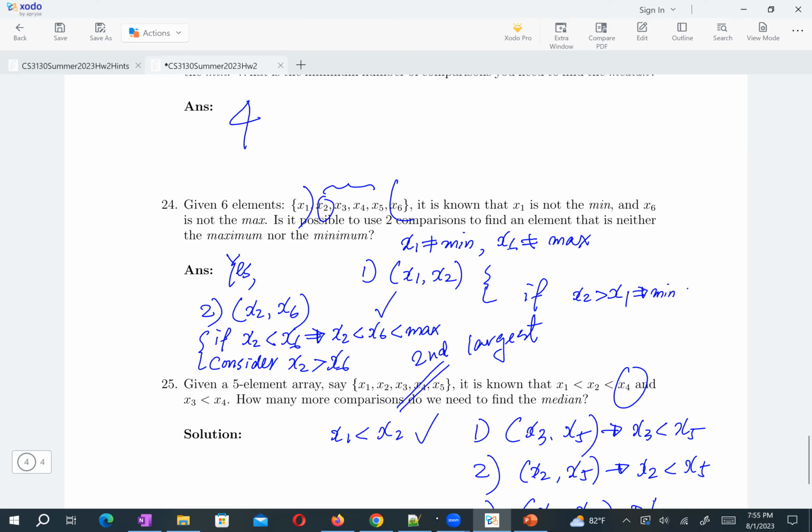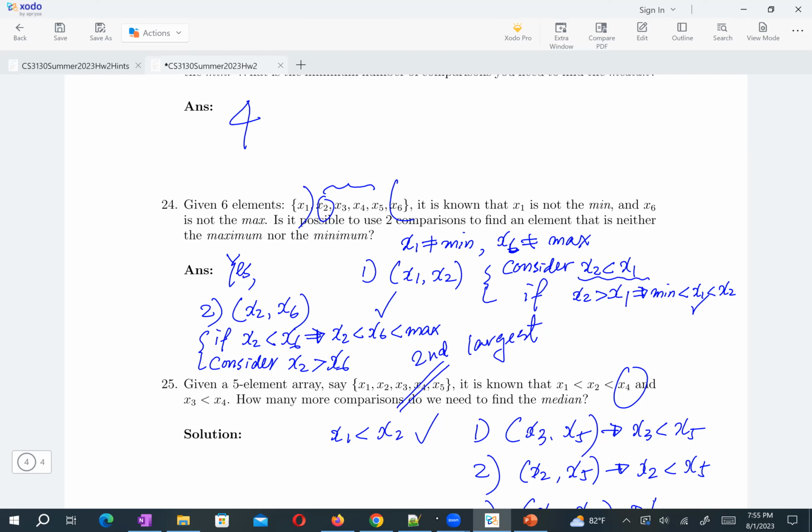minimum less than x1 less than x2, right? Because we know x1 is not the minimum, that means x1 is greater than minimum. So x1 is the solution. Now we consider the case x2 less than x1. This case we need to take into consideration.